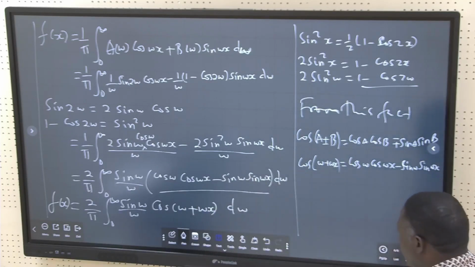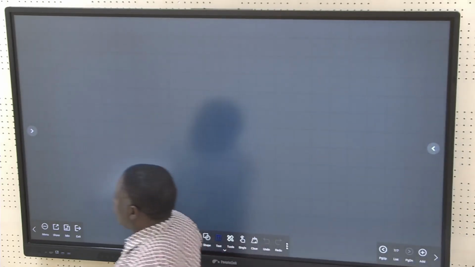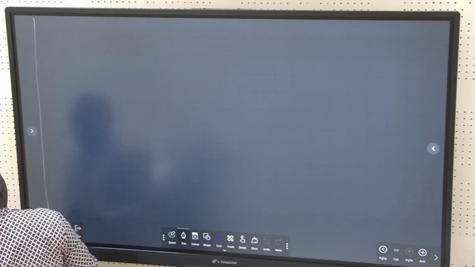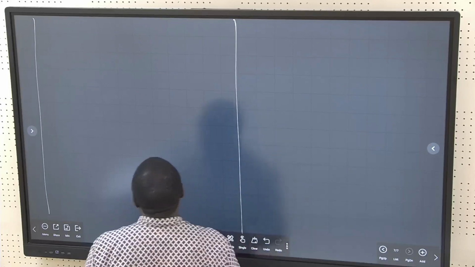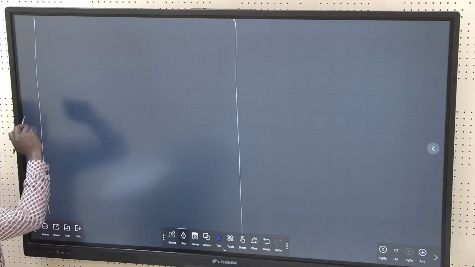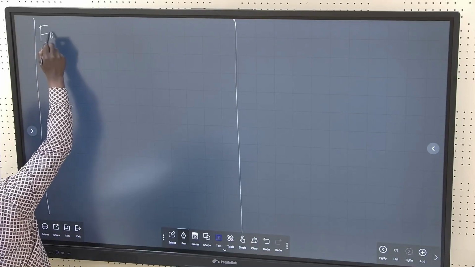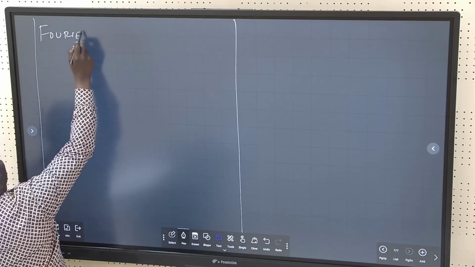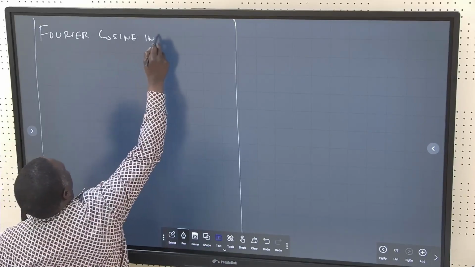Sometimes you can be asked to find the Fourier cosine integral or the Fourier sine integral. Let us see what these are. The Fourier cosine integral and the Fourier sine integral. Let us start with the Fourier cosine integral.